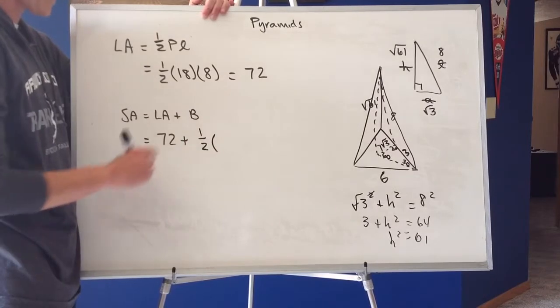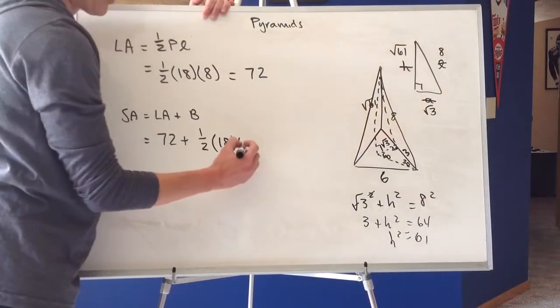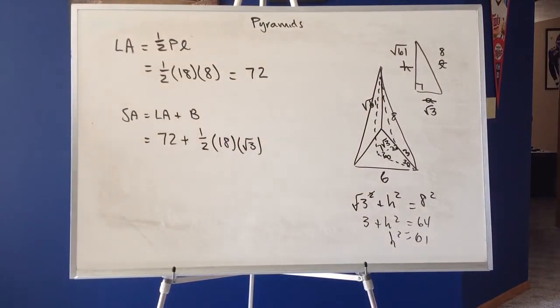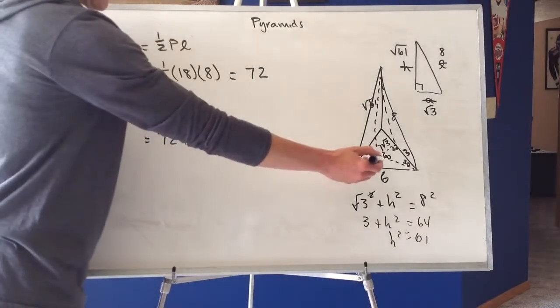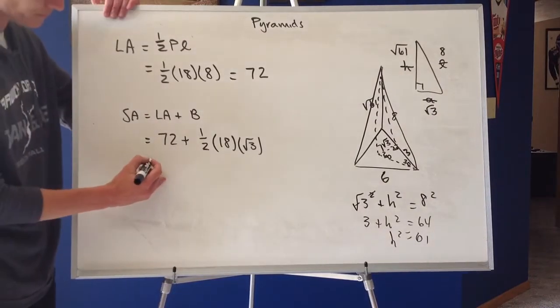Okay, so I'm going to do 1/2 perimeter, which is still 18, and apothem, which is square root of 3. Okay, you already have all the information. Don't make it harder on yourself. You don't have the height of the base. You would have to find that, which then, again, just makes everything much more difficult.